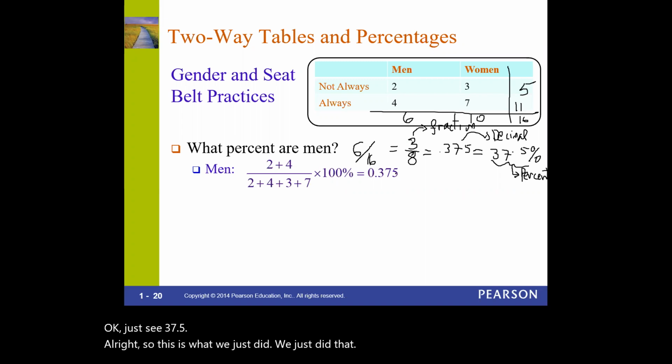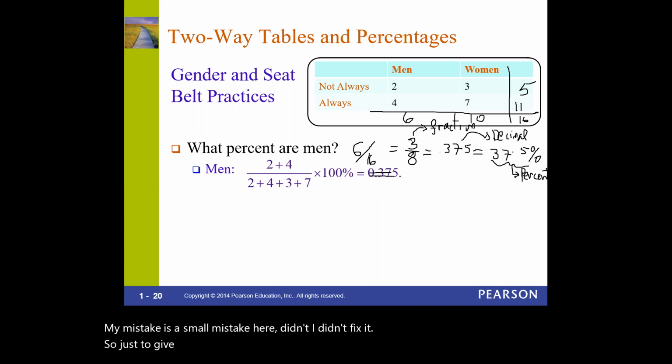There's a small mistake here. I didn't fix it, so this is not the answer. Because I multiply by 100%, I need to say 37.5. You can say 37.5.